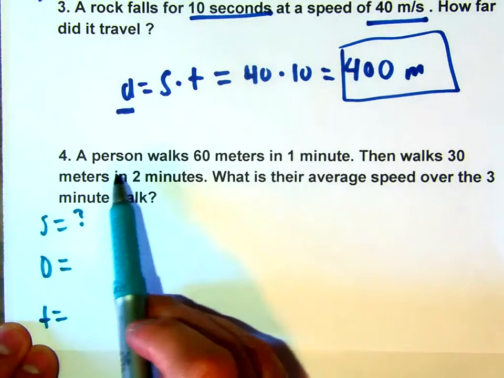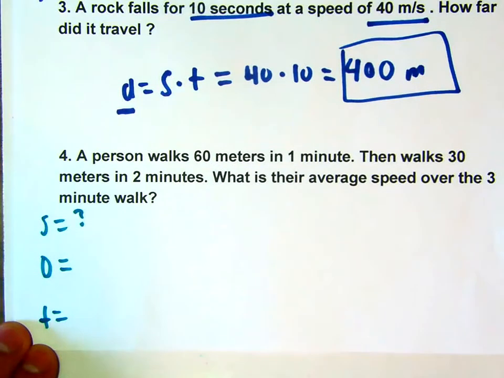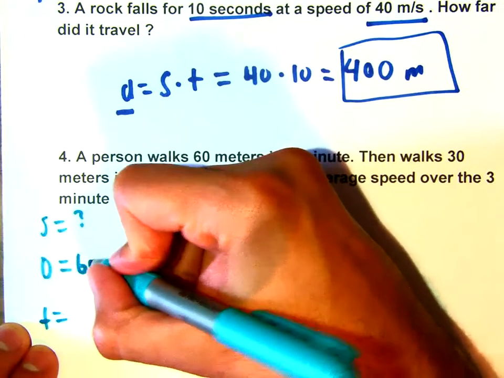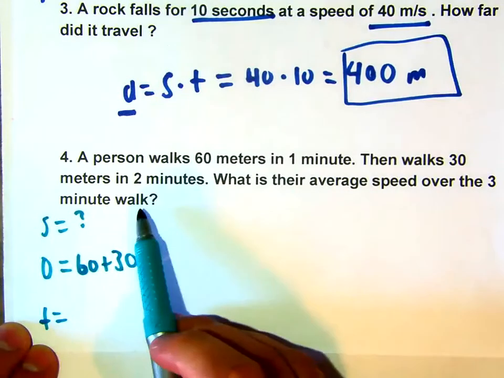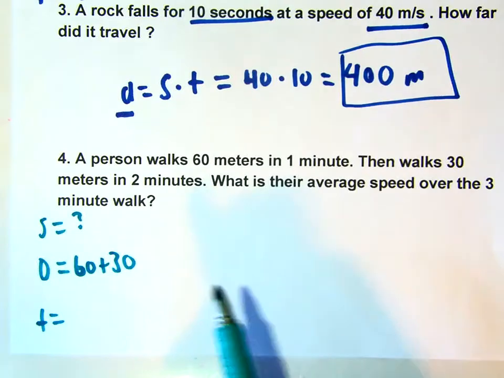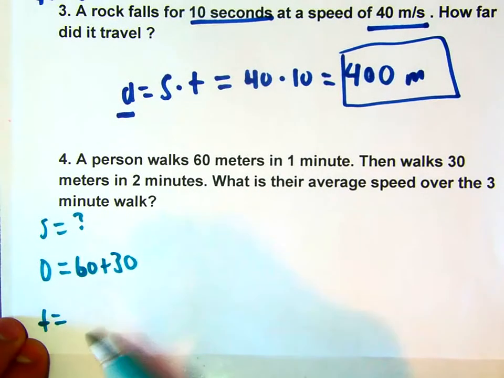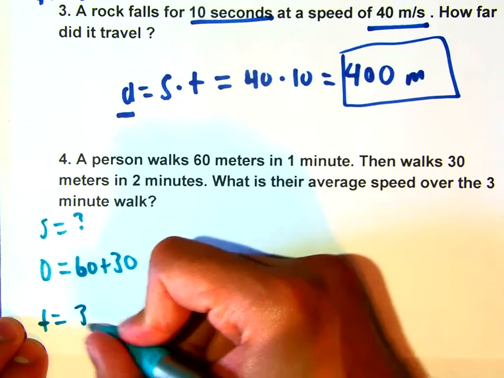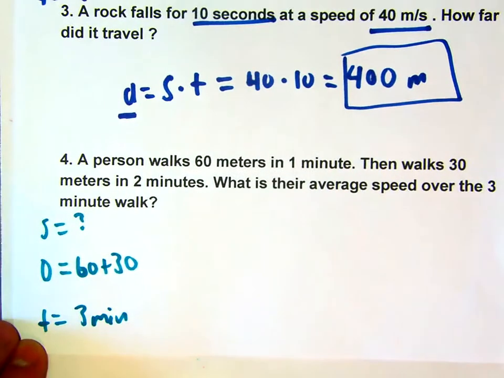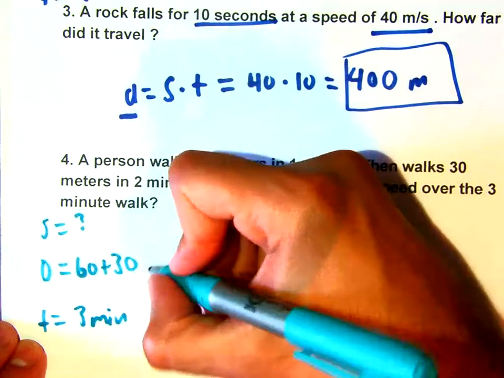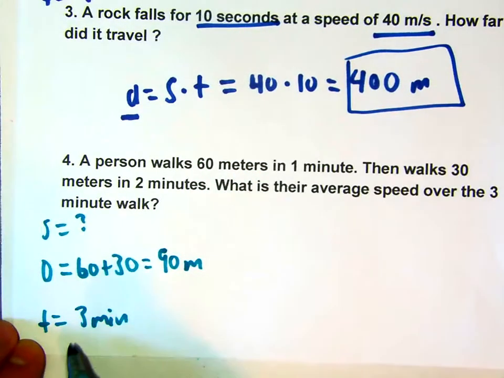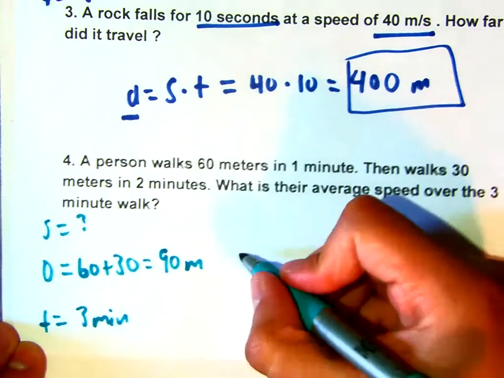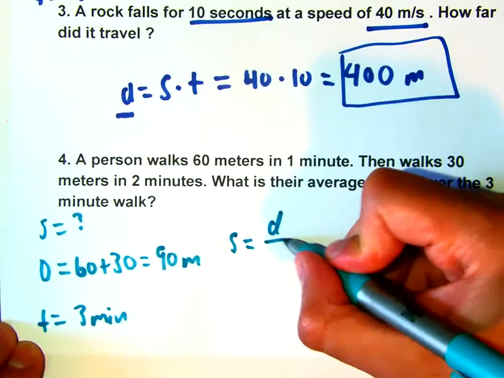Well, a person walks 60 meters in 1 minute. So I know they walk 60 meters, right? And then they walk 30 meters. So I know they walk 30 meters, plus. And then it says, what is their average? Well, what was the time? They did all of this in 3 minutes. So in this case, you had to add everything up, right? Because we want the average, we just add everything up. So in total, they traveled 90 meters in 3 minutes.